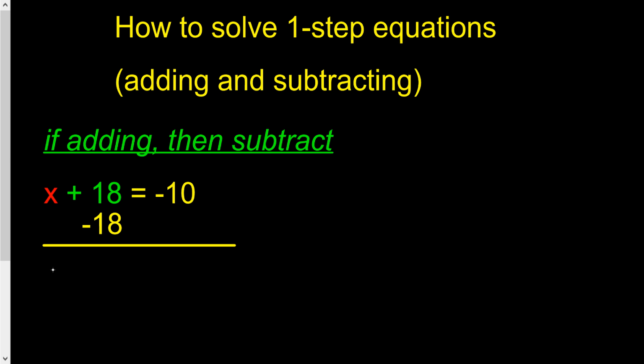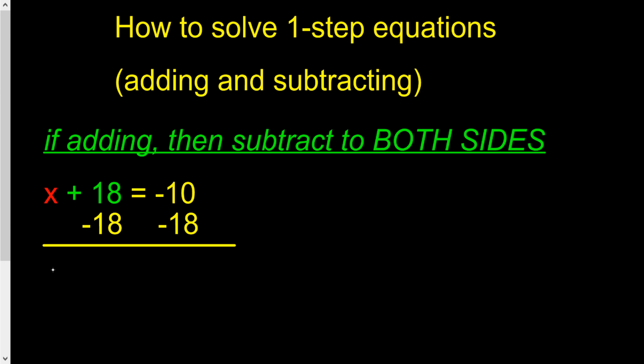Now it's very important: whatever you do to the left side of the equation, you better be doing the exact same thing to the right side of the equation to keep the balance. So I'll put a minus 18 on the other side of the equal sign. Now, we'll move left to right. The x has nothing done to it, so it will fall down below the line. The 18 minus 18 goes to 0, so that cancels out and becomes a 0, and there's no need to write that. The equal sign will fall straight down, and then we're left with negative 10 minus 18. That would be negative 28.